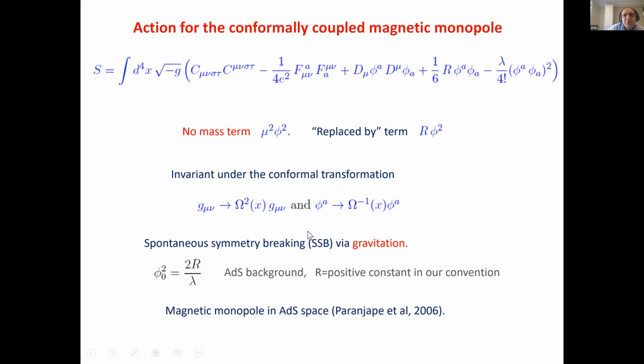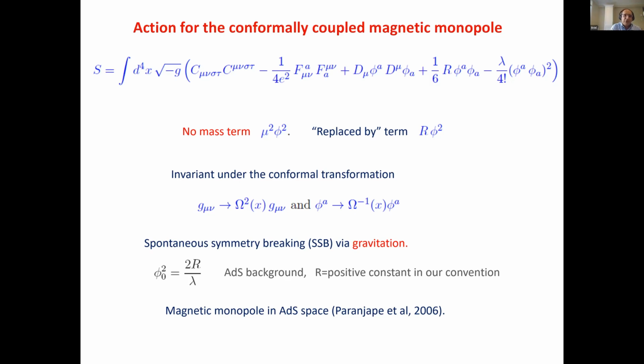So I'll tell you what previous work did. They realized that with this action, if you state by hand that your background is ADS, where our R is positive in our convention, you would get a non-zero VEV, which would just be based on the Ricci scalar in ADS space. If you think of a cosmological constant, that would be like 4 lambda. So you can create a VEV via gravitation. All right, so this is all classical.